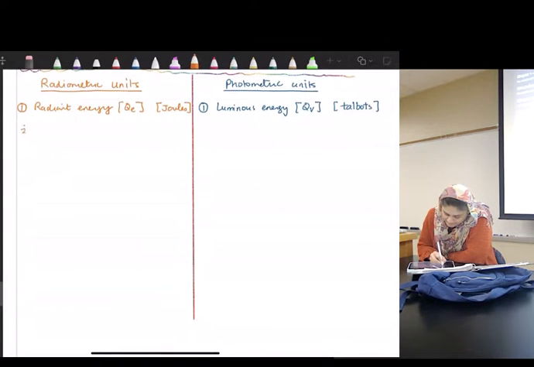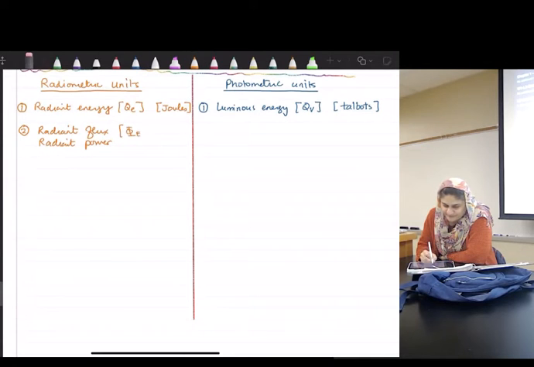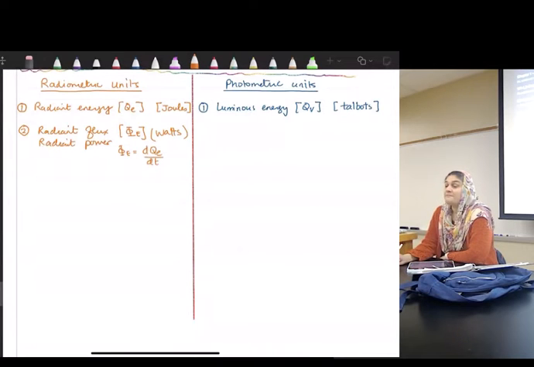Number 2. Radiant flux. Radiant flux. And it's also called radiant power. And what's the symbol for it? Phi E. Yeah. And what was the unit for it? And the formula? Q E over delta T. Very good.